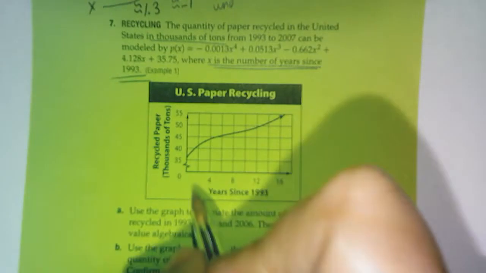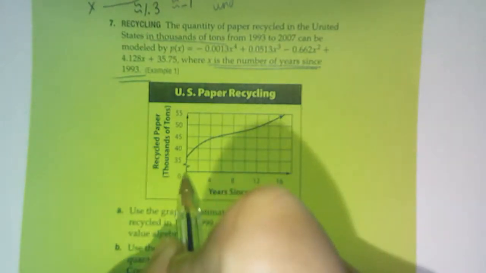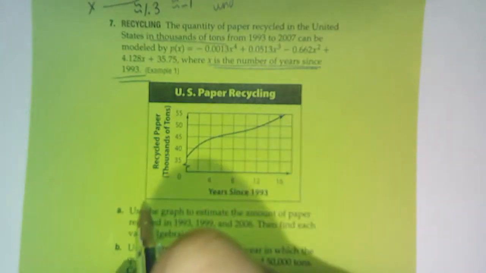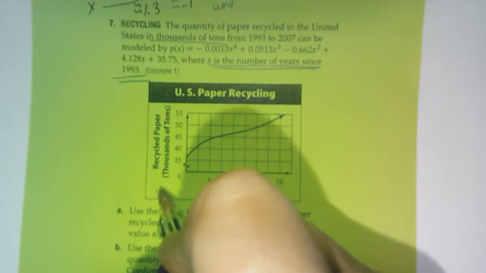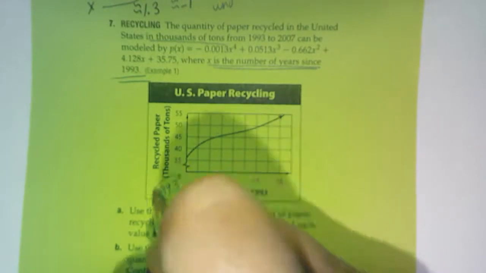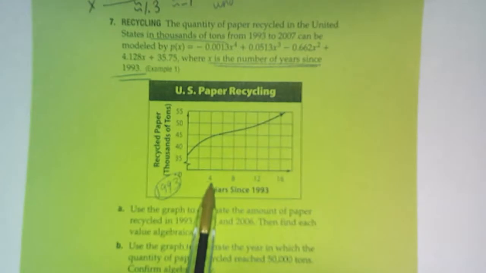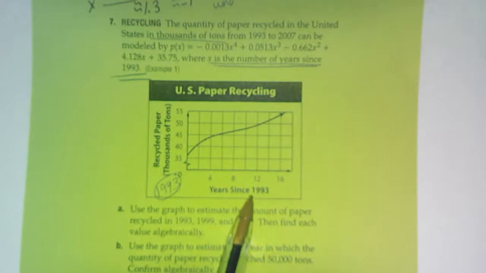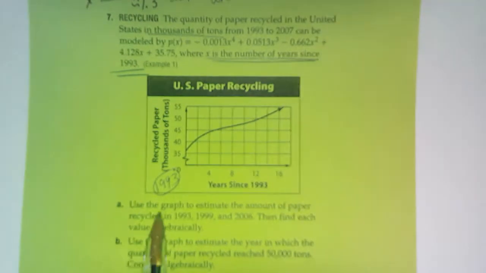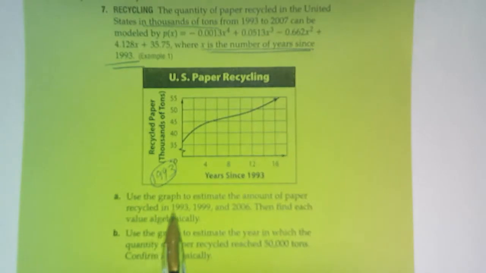So even though the graph is starting at 0, 0 represents what? Years. Of what year? 1990. Thank you. Okay, so year 4 is actually 1997. Year 8 would be 8 years later. Does that make sense? Okay. So we are using the graph to estimate the amount of paper recycled in 1993, 99, and 2006.